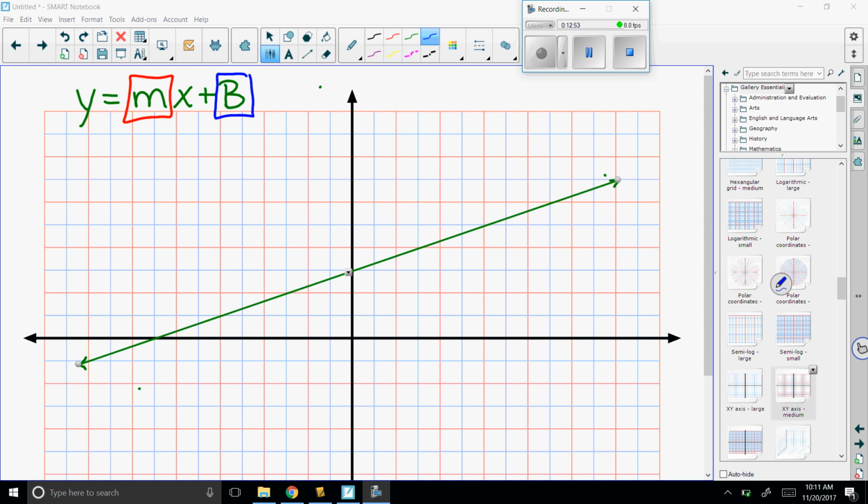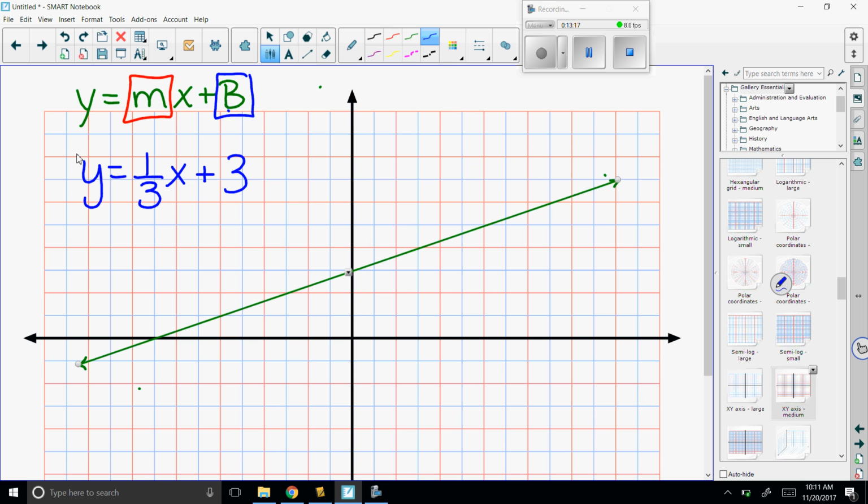Sam, what did you get for an answer? 1/3 x plus 3. Very good. Y equals 1/3 x plus b. I needed numbers. What I have in boxes is what you have to replace. Y and x stay in your equation.